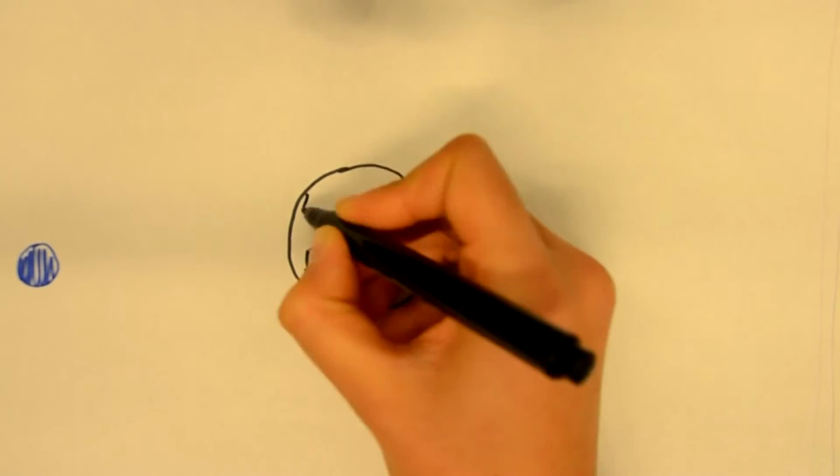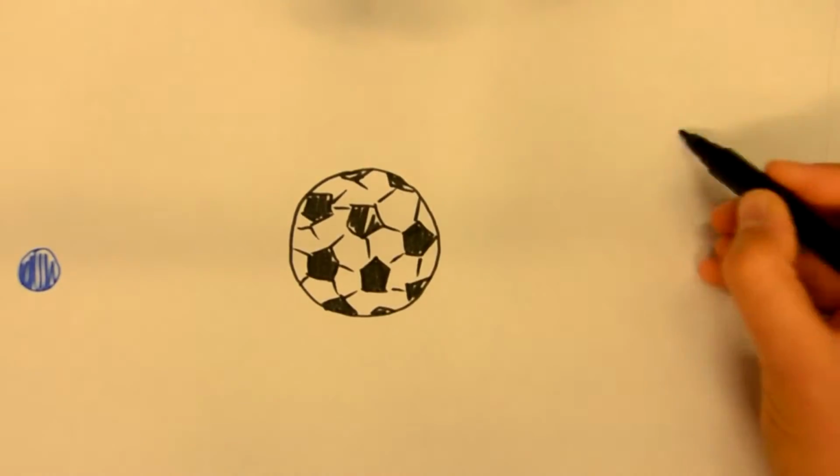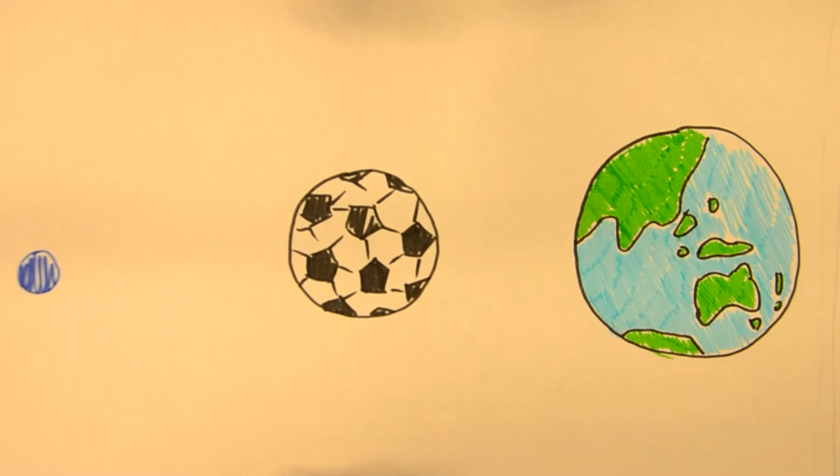How do we compare this? The size difference between a nanoparticle and a soccer ball is proportionally equal to the size difference between a soccer ball and the Earth. So now that you get an idea of how small they really are, you will also understand how their size gives them unique properties. One of the most important being surface plasmon resonance.